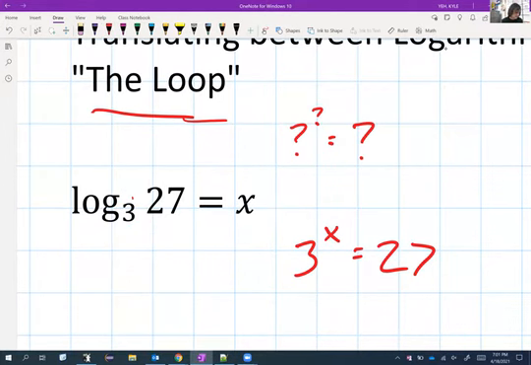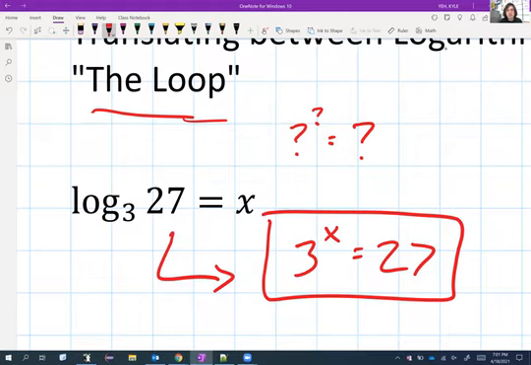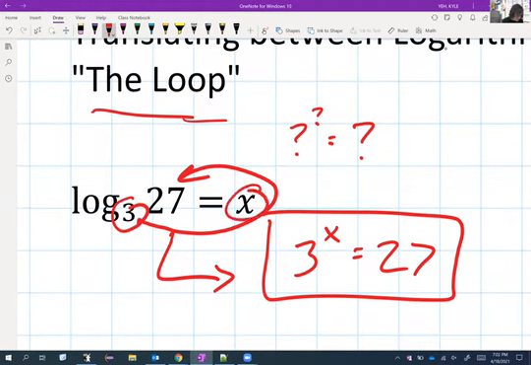Now, let me back up and say that again. If we're just trying to translate into exponential form, which is boxed there, all I'm going to do is start at the base, draw a loop around the equal sign, and then write those values, the 3, the x, and the 27, in the order I encounter them. 3 to the xth power equals 27. Because we know that's what exponential form should look like, something to an exponent.